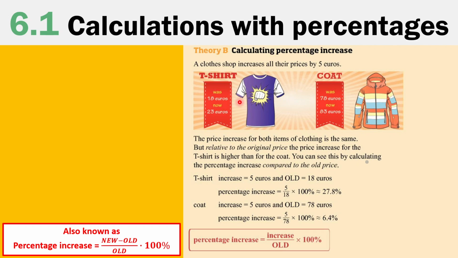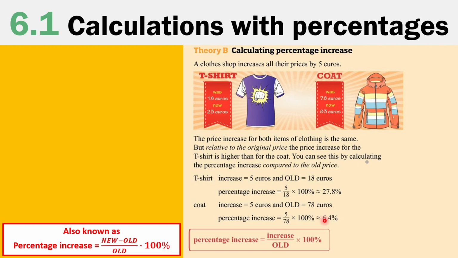Well, for example, for the t-shirt, the increase is 5 euros, old is 18. Now your percentage increase is 5 divided by 18 times 100%. So my percentage increase is a whopping 27.8%. That's quite a lot. Here with the code, it also increased by 5 euros. But if I compare that to the old price, so I divide it by old, I find that the price increase in percentages is only 6.4%.